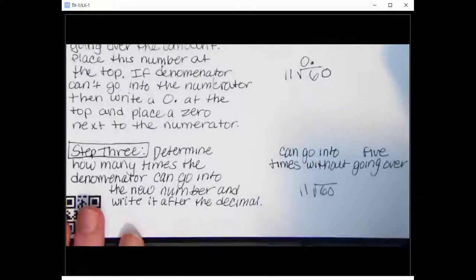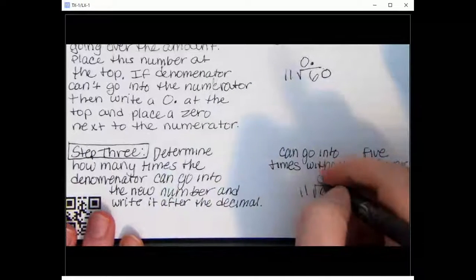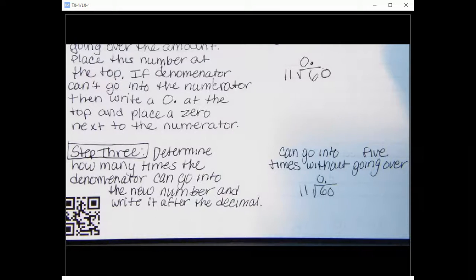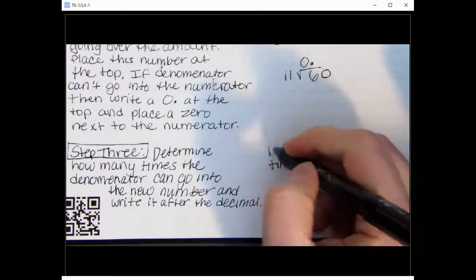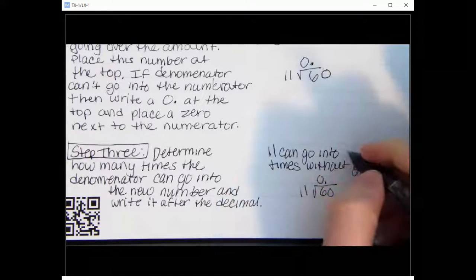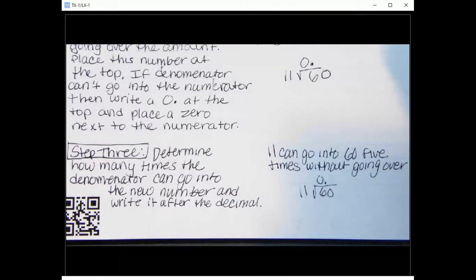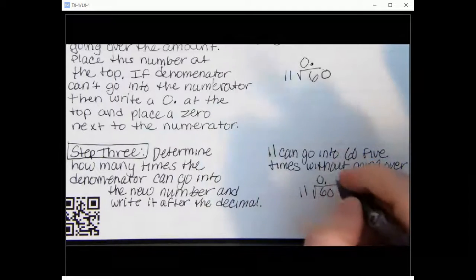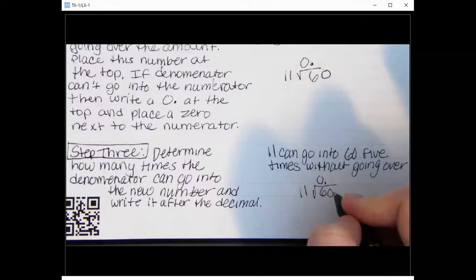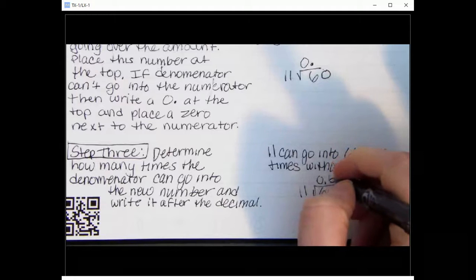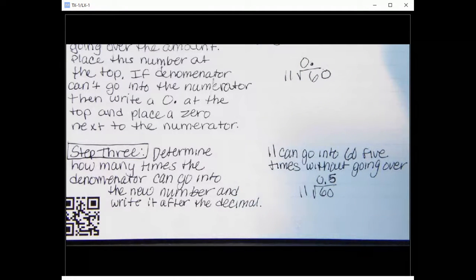Okay. Step 3 is to determine how many times the denominator can go into the new number and write it after the decimal. In my example, 11 can go into 60 5 times. 11 times 5 is 55. That is the number that is as close to 60 as I can get without going over, because 6 times 11 is going to be 66, which is right above that 60. So I know that 11 can go into 60 5 times. I'm placing it right next to that decimal and right above the 60.